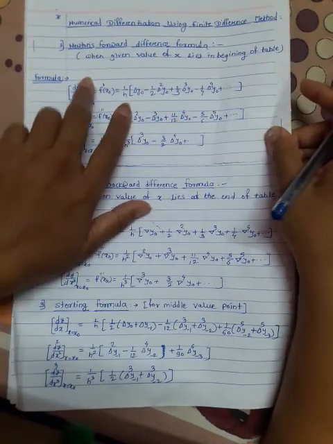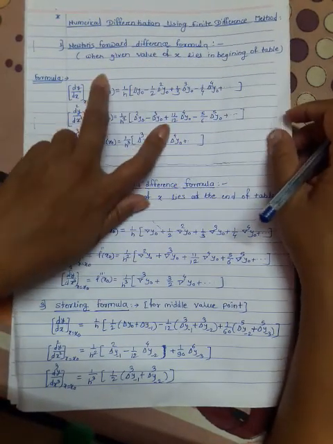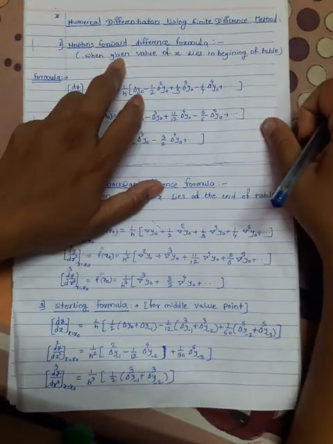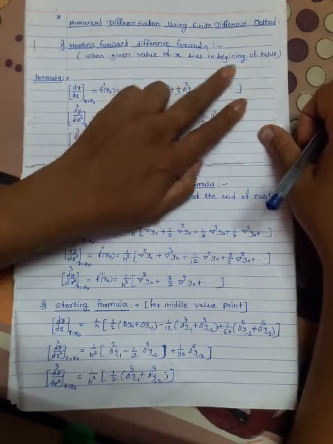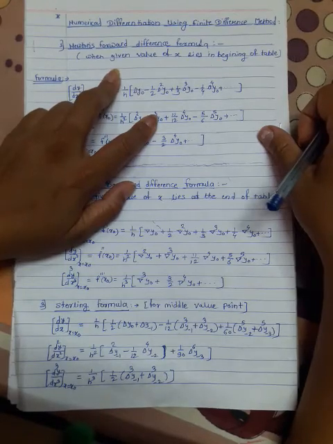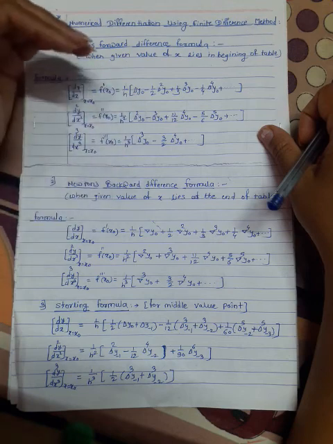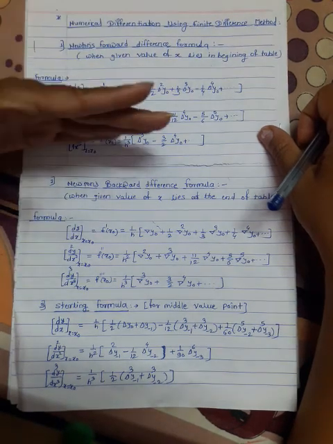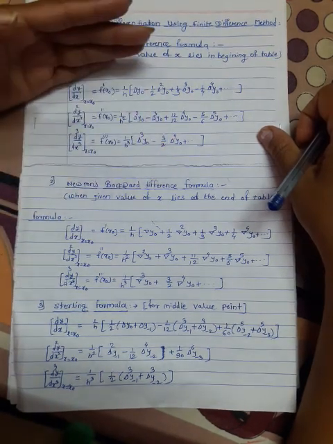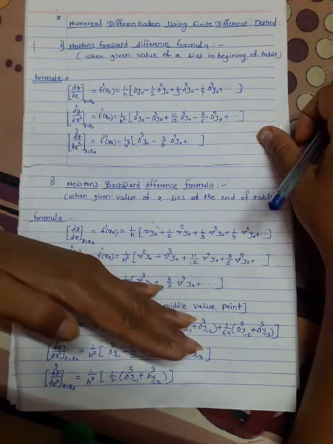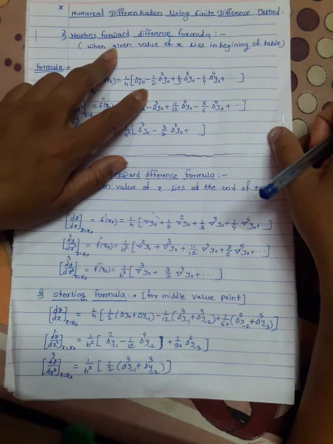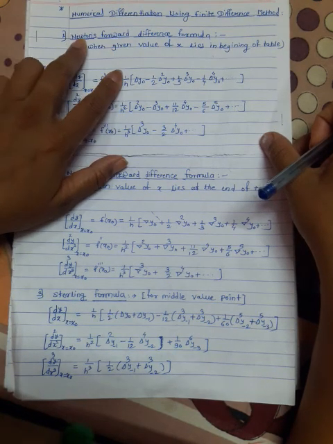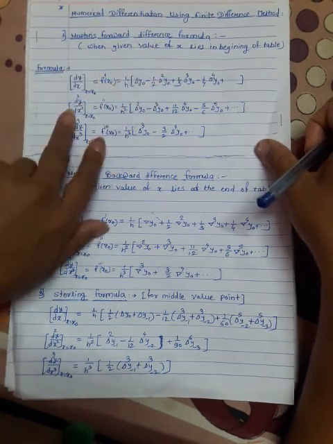First formula is Newton forward difference formula. It is used when the given value of x lies in the beginning of the table. If the point at which we have to find the derivative lies in the beginning of the table, there is a middle line; above the middle line is the beginning of the table, below the middle line is the end of the table. If it lies in the beginning of the table, we have to use Newton forward difference formula. These are the formulas.